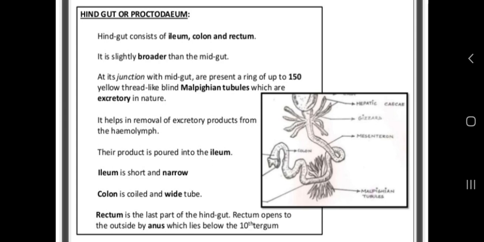The rectal papillae is lined by thick epithelium and a thin cuticular layer. Rectum absorbs water from the waste matter. Hence, we can say that it is here that the absorption of water occurs.